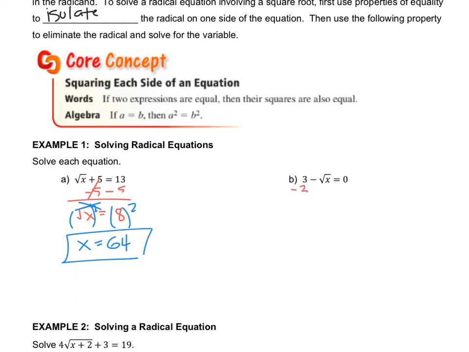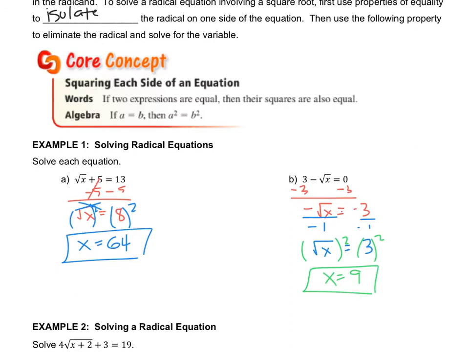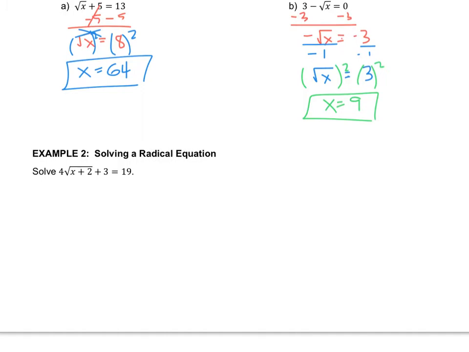It gets a little trickier, but just play along. I'm going to subtract 3, so I get negative radical x equals negative 3. Divide both sides by negative 1, so radical x equals 3. Then you square both sides, and you get x equals 9. That's it? Yes, that's it. Sometimes they look more complicated, but they're really not.